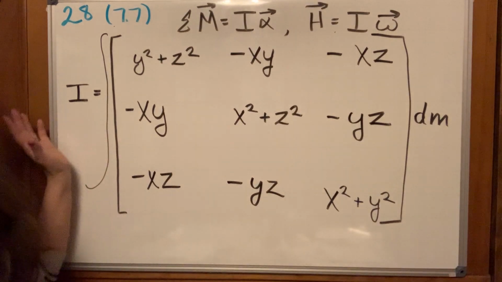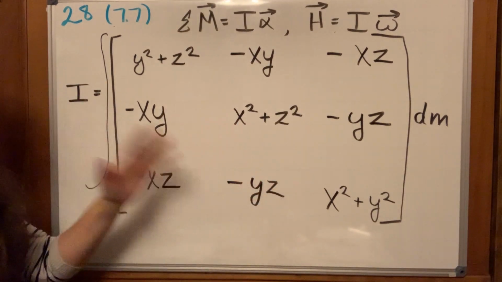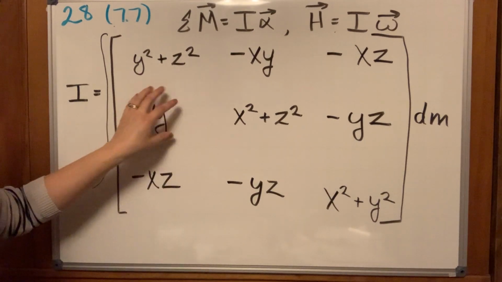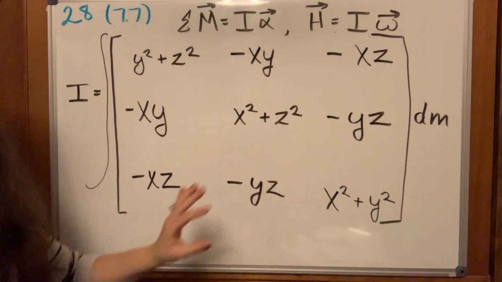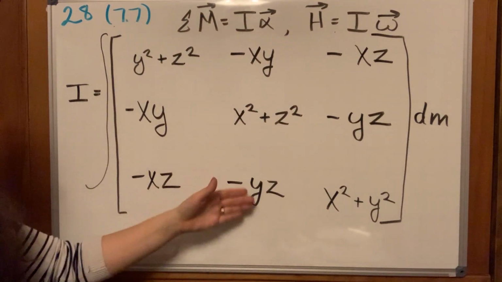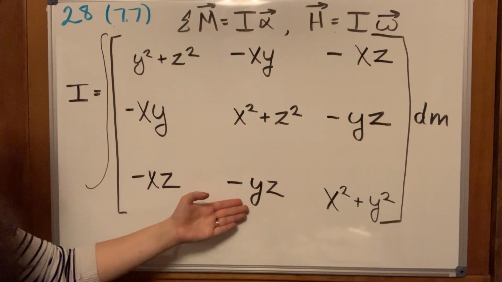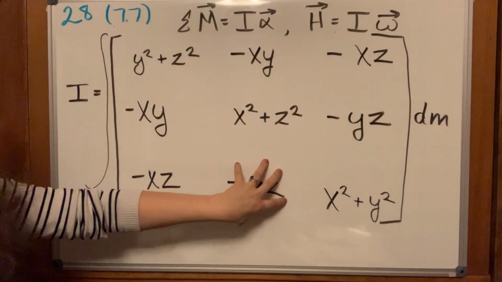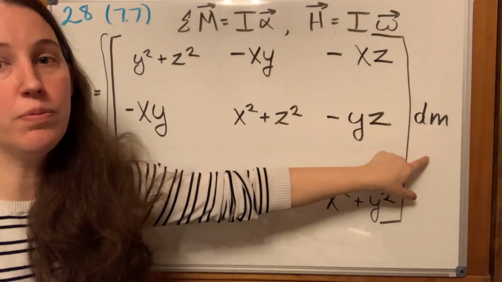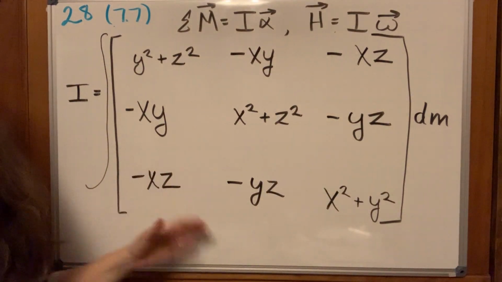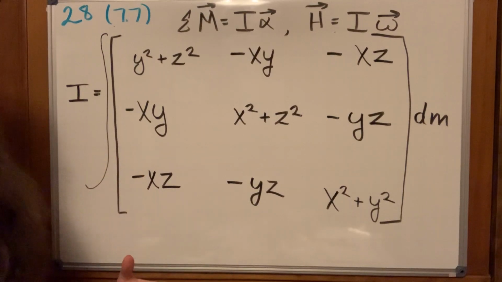So these are the types of matrices we'll be calculating for this section. And these terms are called products of inertia. And they might be 0, especially for a nice symmetric body where you have the same amount of mass on the positive y-axis as on the negative y-axis, and in the positive z and then in the negative z. Then these terms will cancel out when you do this integral. Or they might be negative, or they might be positive. So you need to be careful of your signs.